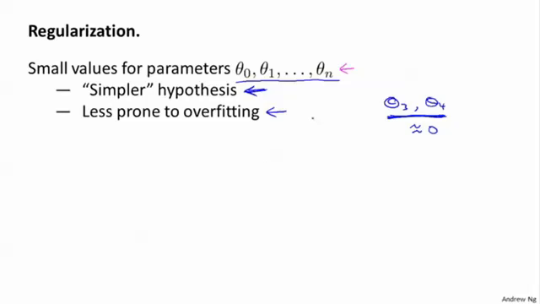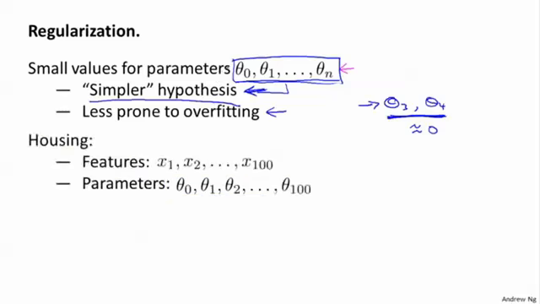I realize that the reasoning for why having all the parameters be small corresponds to a simpler hypothesis may not be entirely clear to you right now, and it is kind of hard to explain unless you implement it yourself and see it for yourself. But I hope that the example of having theta 3 and theta 4 be small and how that gave us a simpler hypothesis gives some intuition as to why this might be true. Let's look at a specific example.